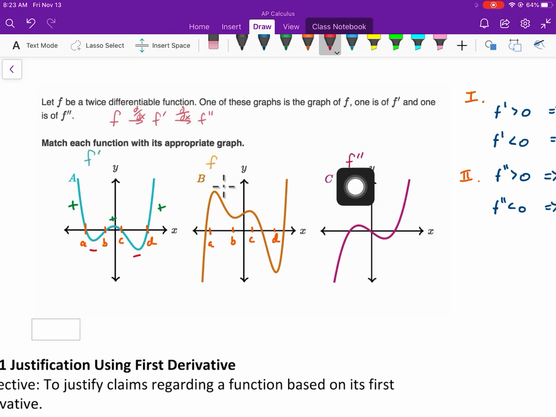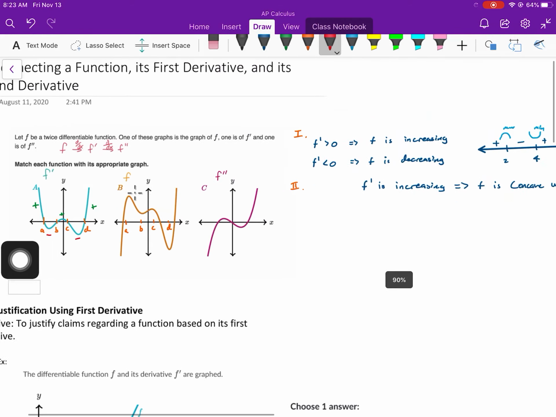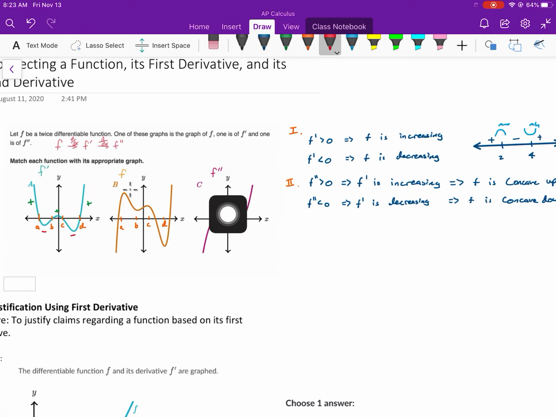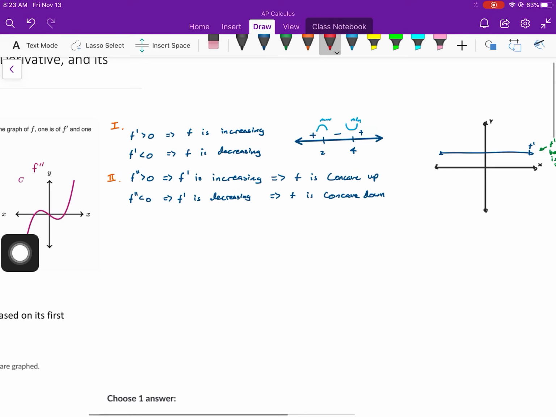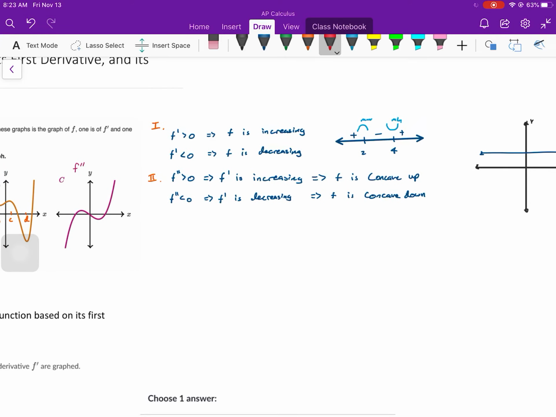Or if you have the graph of f double prime, when it's negative, it's concave down. So you can see that right here when it's negative, we've got concave down. Then it's positive because it's above the x-axis. Now we're back to concave up. So there are different ways to determine that, but it all has to do with right here. That really should box that in.